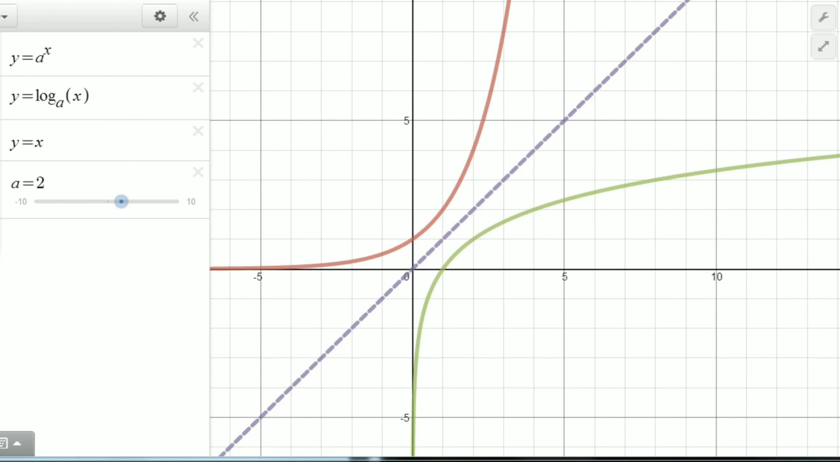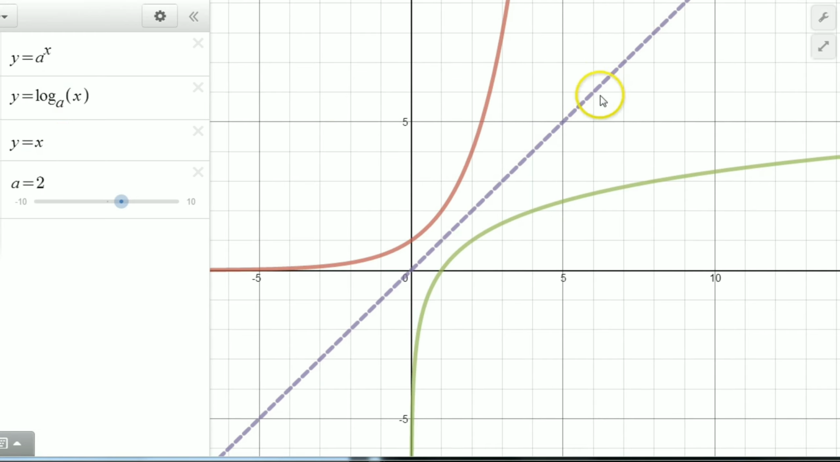It's flipped, or it's a mirror image of our exponential graph across the line y equals x. And we can see that more clearly here, where this orange line here is the graph of y equals a to the x. The green is y equals log base a of x. Currently our base is 2 for both instances. And this dotted line is the graph of y equals x.